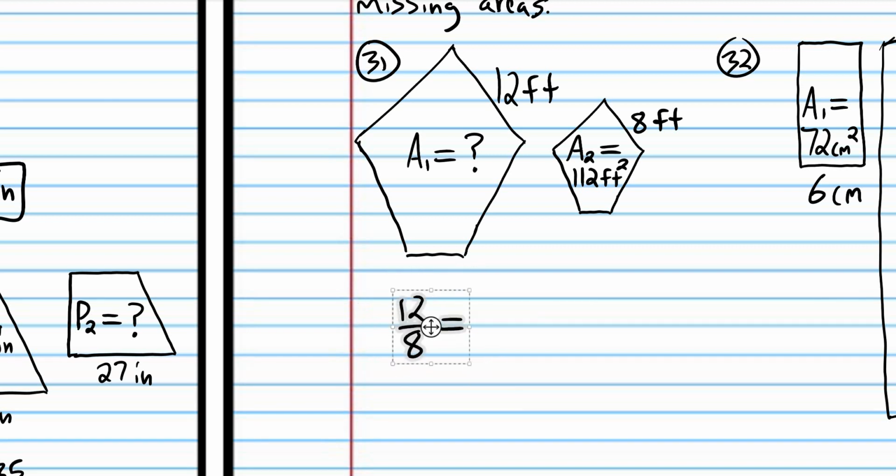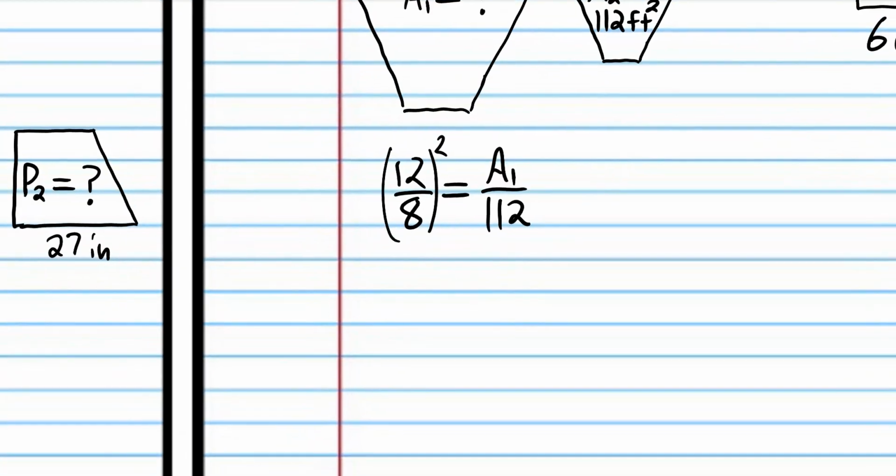Now don't jump to conclusions here, because there's something I'm not doing. So A1, which is what we're looking for, over A2, which just happens to be 112. Now stop right there. Don't do this yet. There's one thing that we haven't done. There's one thing that's different. The ratio of the areas of similar polygons is not equal to the ratio of corresponding sides. It's equal to the ratio of corresponding sides squared. So that's the only difference.